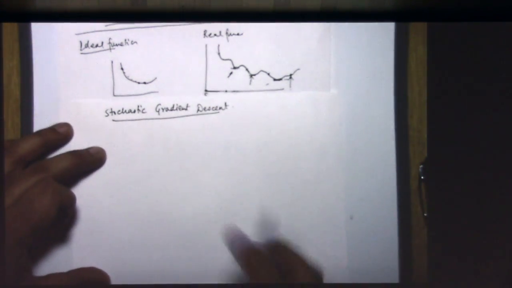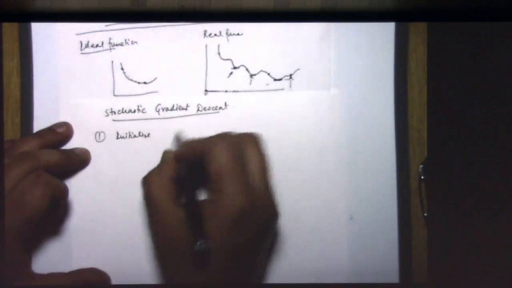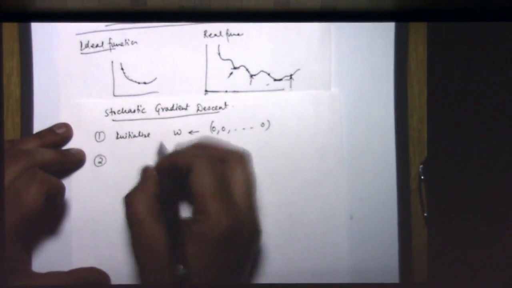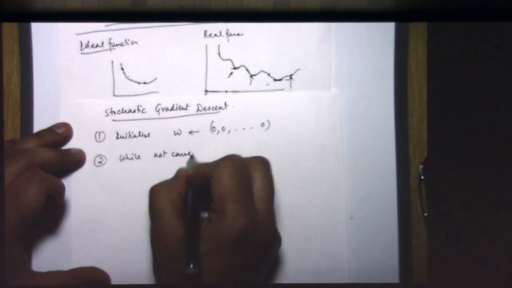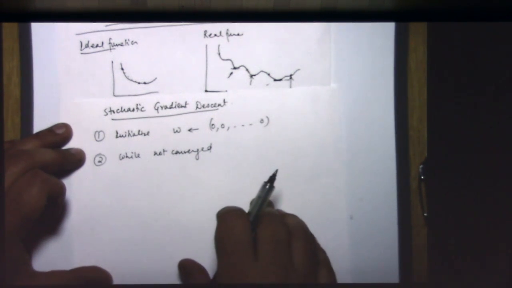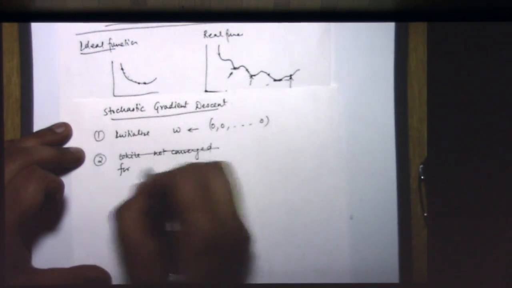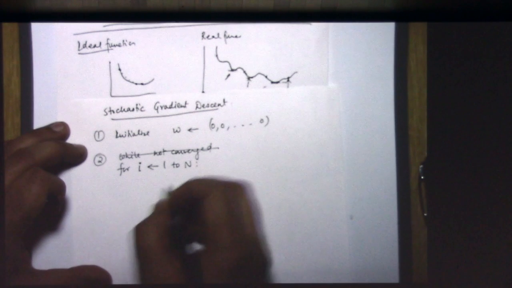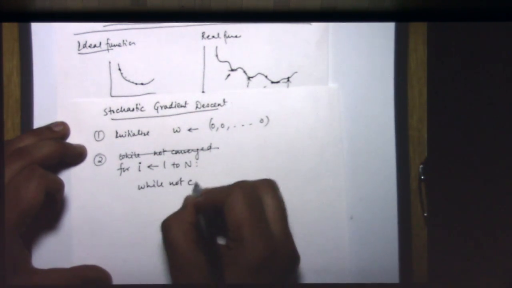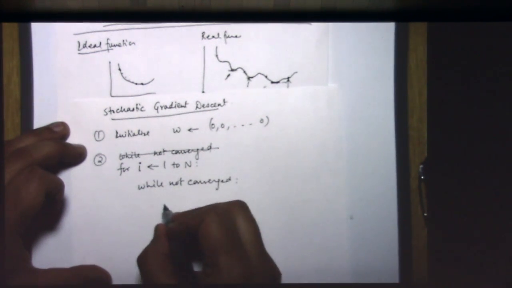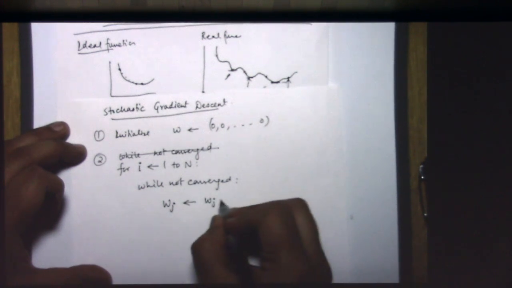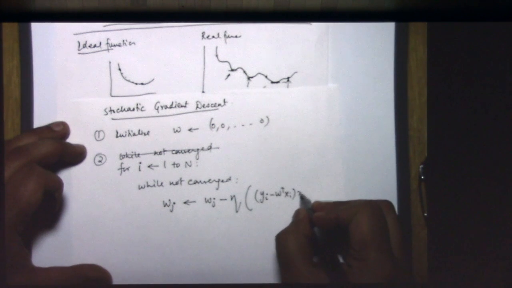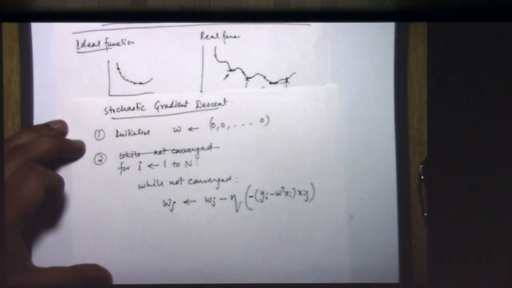So stochastic gradient descent, the first step is the same: initialize W to something, anything. And the second is, you're still trying to do while not converge. The while not converge will be inside, I'm sorry. So for i equal to 1 to n, you're looking at each training example one at a time, and then while not converge inside, you update your wj: wj minus eta times yi minus w transpose xi times xij, negative of this, and then you keep doing that.